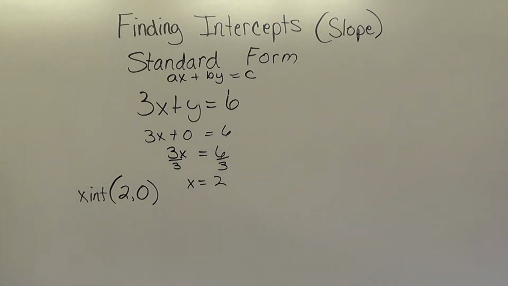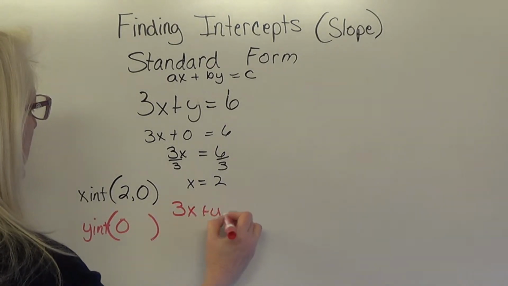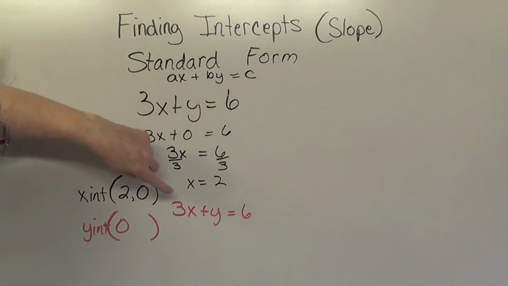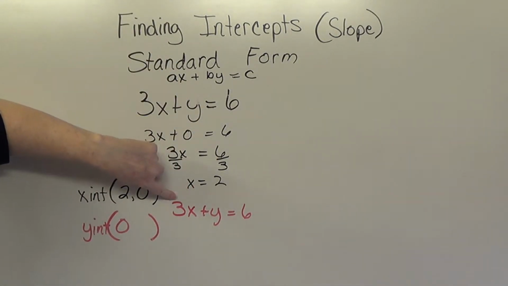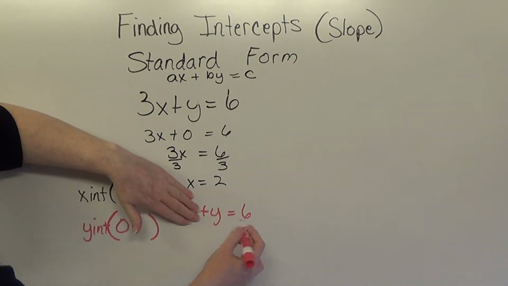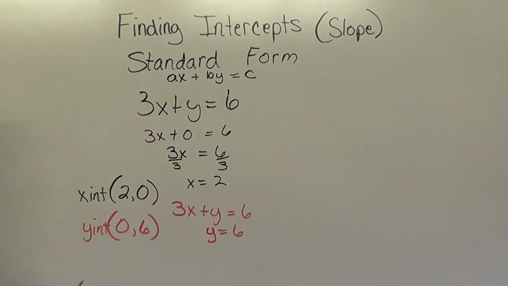All right, so now let's find the y-intercept. We'll use a different color here. So when I'm going to find y, we're going to let x be 0 this time. Okay, so if I'm going to find the y-intercept, let's rewrite it. So we said that we were going to let x be 0. So if I let this be 0, 0 times 3 is 0. So basically I can cover it up. And look, y equals 6. There's your y-intercept. And so you put that right here.